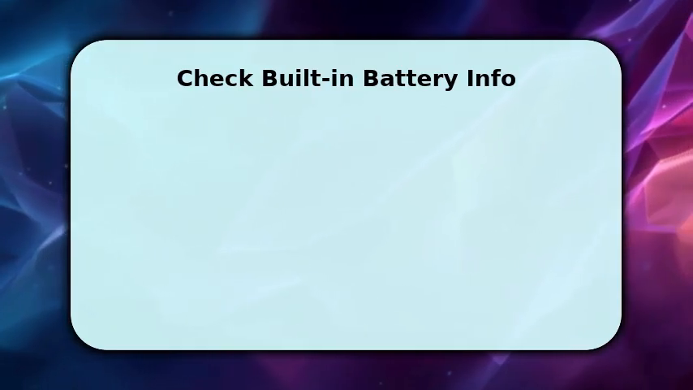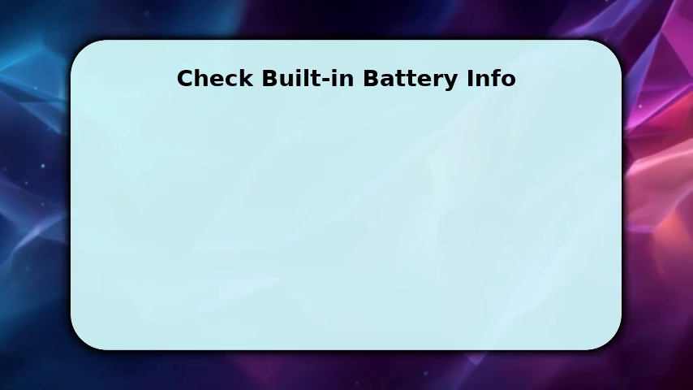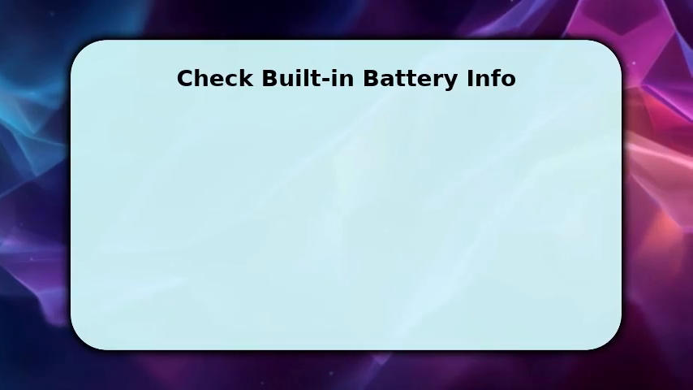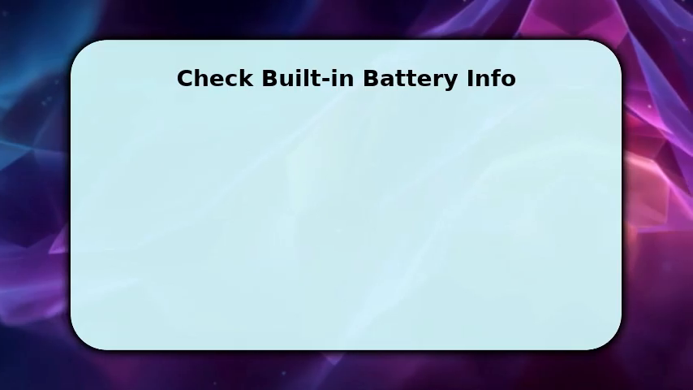Now you'll inspect the built-in battery indicators to learn how the battery behaves. Tap battery or battery usage, then view details like battery health, estimated capacity, and apps consuming power. You'll see a wear percentage on some phones. That tells you how much capacity you've lost versus new.